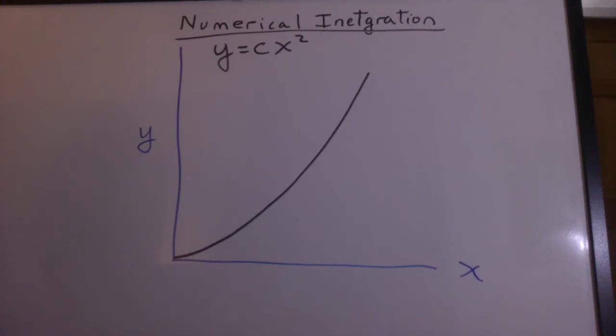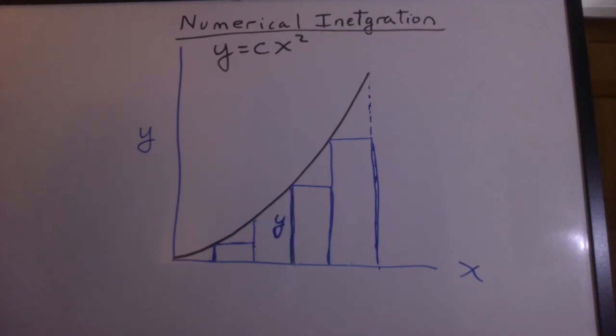Let's say I have something more complicated, like finding the area under this curve, y equals cx squared. I can approximate that area by using a bunch of rectangles. Here we have 5 rectangles. How do we figure out the area of each one?